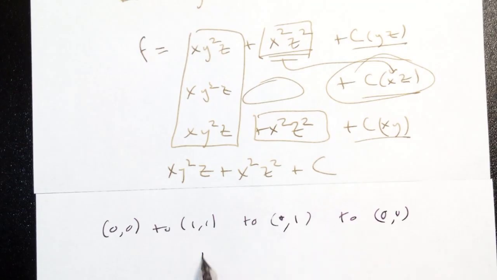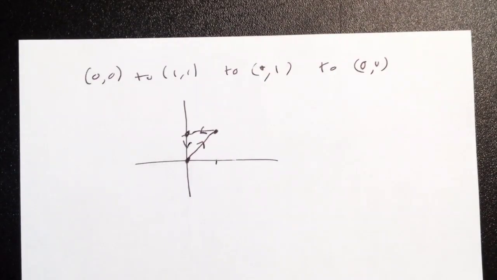Okay, so let me just plot those points. 0, 0, 1, 1, 0, 1. I go this way, then this way, then this way. Yes? Okay. If I were doing the line integral, is that positively oriented or negatively oriented? Because it's counterclockwise.